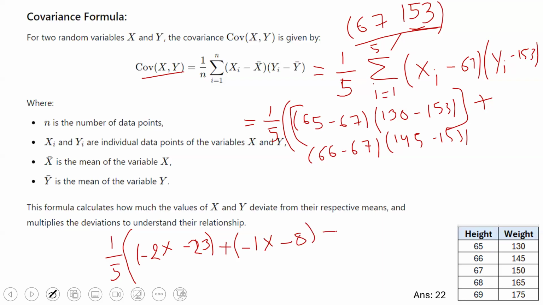Now, can you, from your side, calculate the other 3 points and tell me what the final answer is? And what does that final answer specify to you? It says positive, negative, or zero covariance.